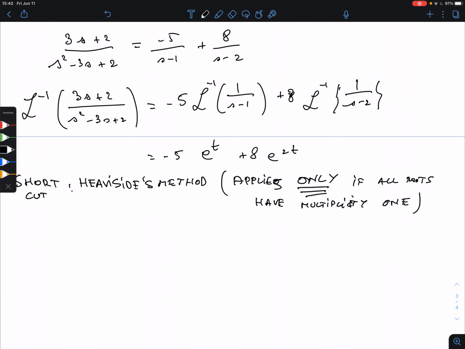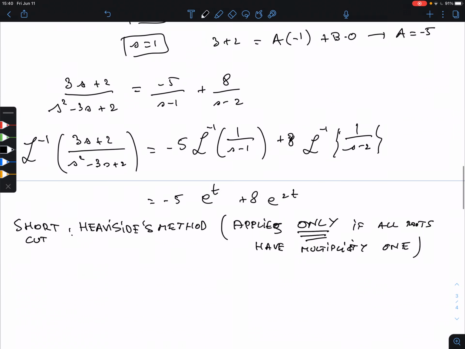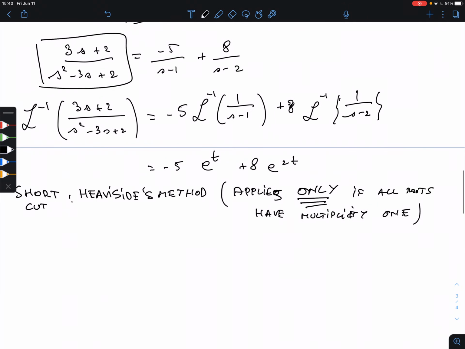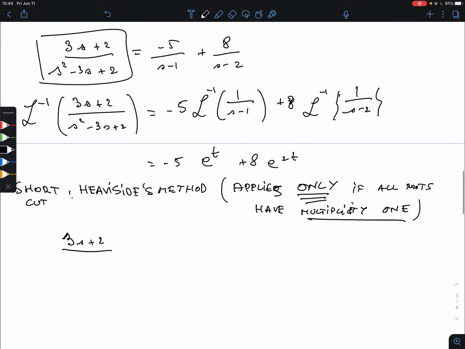What do we do then? Well, what you do then is you take this fraction here. We want to calculate this. Let's look at 3s plus 2. Now, the first thing we need to do is factor, because we need to know whether the multiplicity is 1 or not, right? So we write it as s minus 1 times s minus 2, okay?